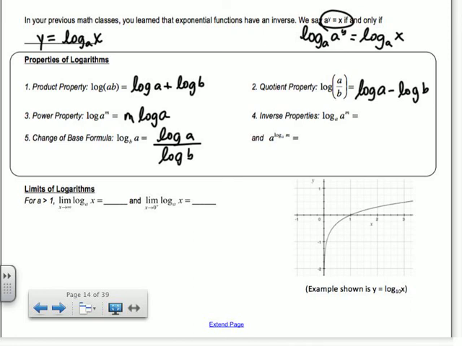Okay, inverse properties. Log base a of a to the m is m, because log base a of a is 1, right? And the m goes to the front, so m. So we were doing our power property. You bring the m to the front. Log base a of a is 1. All right, and then a raised to log base a of m is m.